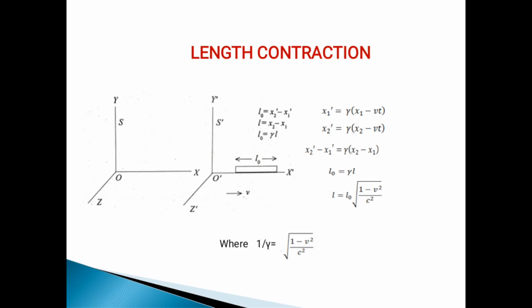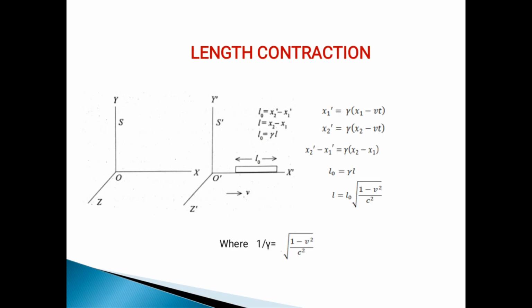We see that L is less than L0. Therefore, to the observer in S, it would appear that the length of the rod has contracted by the factor square root of 1 minus v square by c square. For example, a body which appears to be spherical to an observer at rest relative to it will appear to be an oblate spheroid to a moving observer.